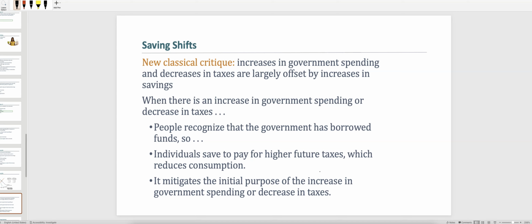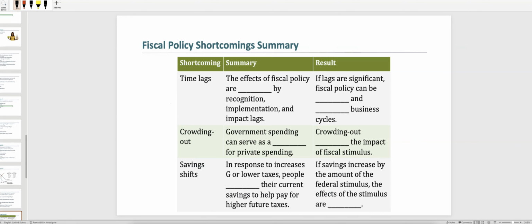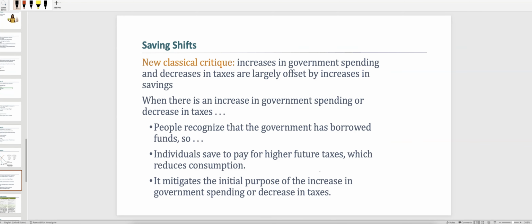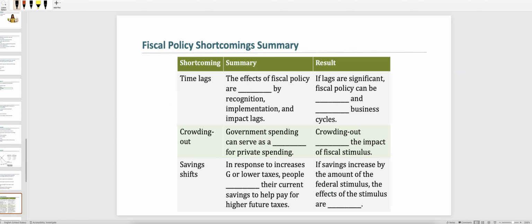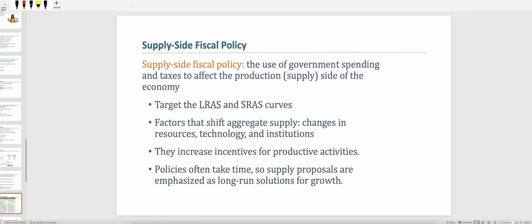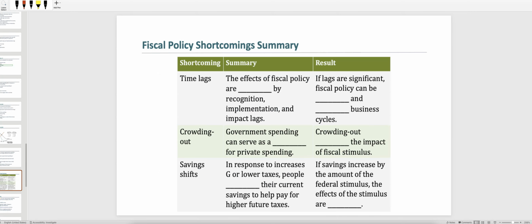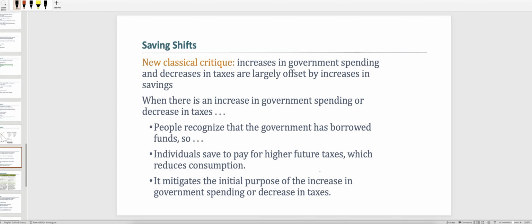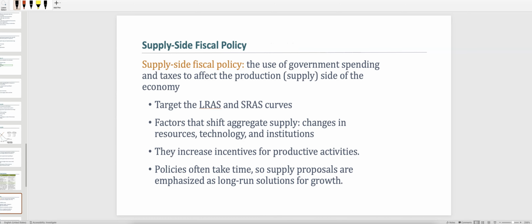Now, what we also see is a critique by the new classicals. And in this, do I really want to do it? You know what? Don't worry about this part. I'm not dismissing the critique. It's just that I think it's going to complicate our discussion of this. So you can skip slides 34 and 35.